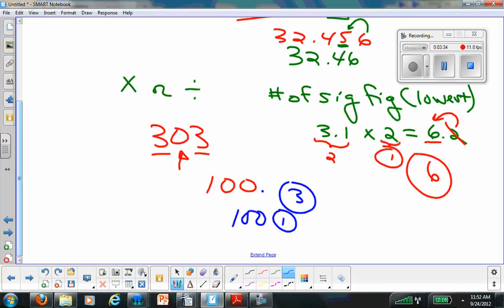Then we have this one, 0.007, for example. In that case, I have what's called what? What's true about those zeros? What do we call them? Good. Leading zeros. Do leading zeros count? No. Under any circumstance? No. Gone, gone, gone. I only have 1 significant figure.